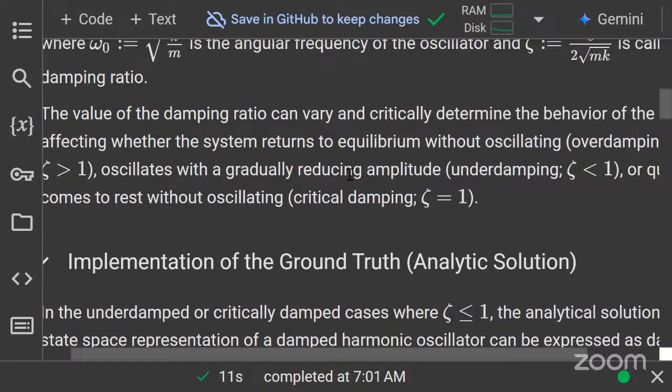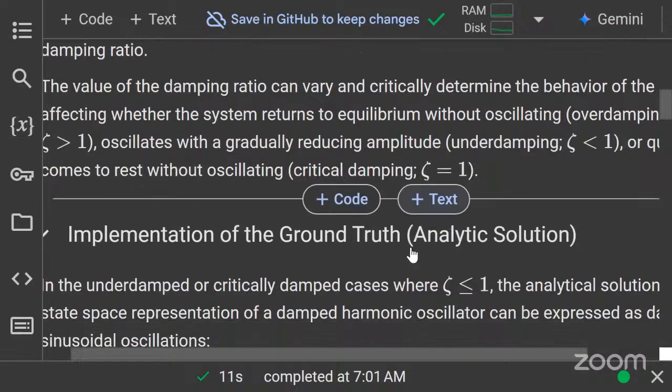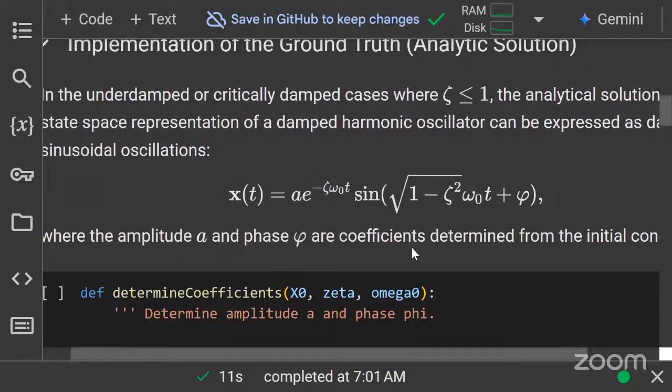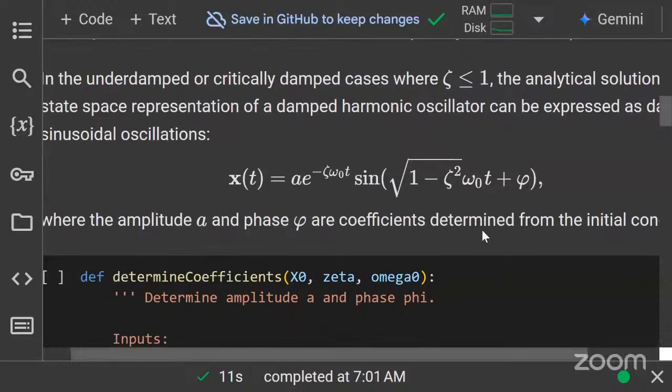In our case in this demonstration, we're only concerned with the underdamped scenario. That's the fun part, actually. If it is overdamped or critically damped, then nothing interesting happens. For the underdamped scenario, this is the analytic solution. If you're not a mechanical engineering major, you don't have to memorize this. I just listed it here so that you have a formula for the ground truth, so that later when we have a prediction, we can compare it against the ground truth.